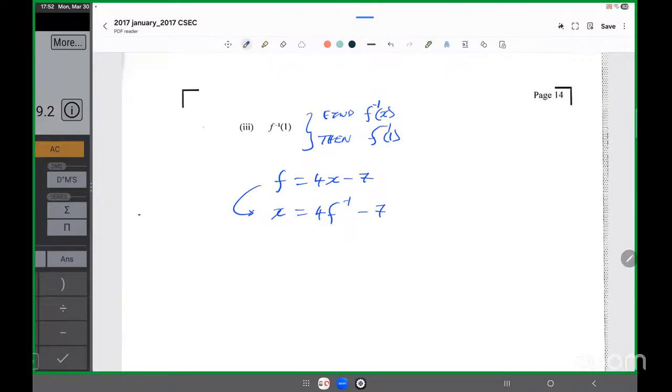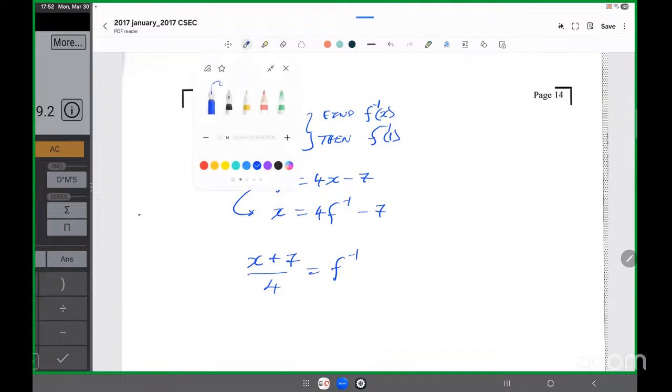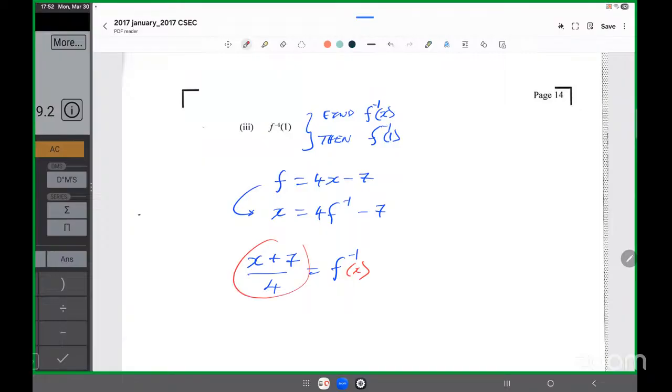Or inverse it, right? You want to make this a subject now. Take this negative 7 and bring it over here first. It becomes x plus 7. And we'll take this 4 and divide it under, over 4. That is f to the minus 1. That's actually f to the minus 1 of x. So f to the minus 1 of x is this.